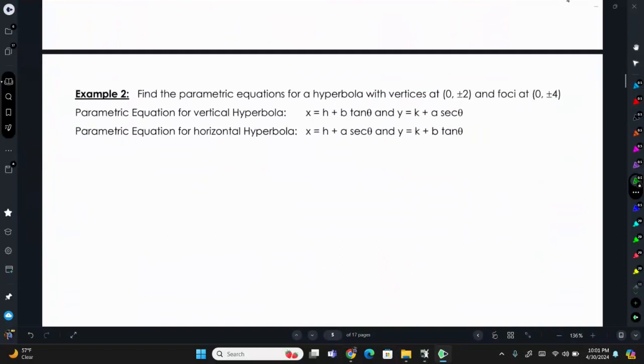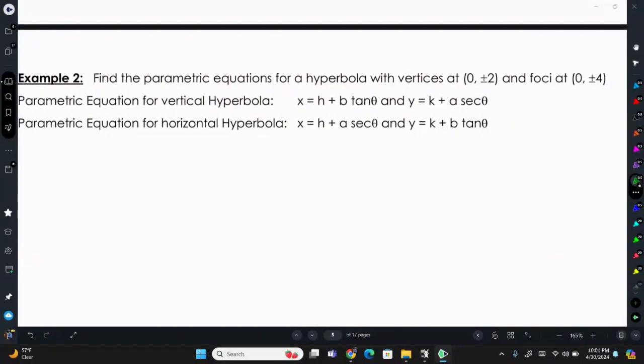So on the next page, it says find the parametric equation for the hyperbola with vertices at 0, plus or minus 2 and foci at 0, plus or minus 4. And I give you the hints here, the parametric equation of a vertical hyperbola and then of a horizontal one, and they're there. And you'll notice that you need the h, k, a, and b values. The same thing that we needed before when we wrote them from this information.